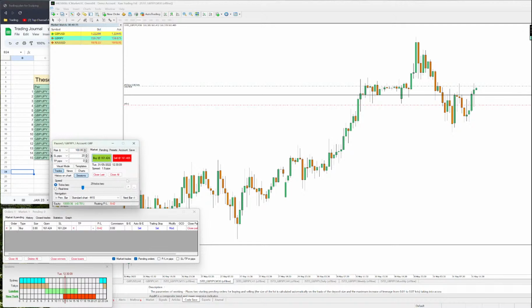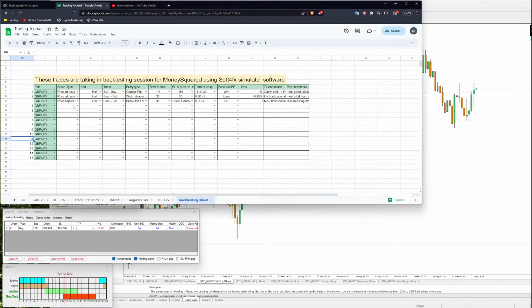Enter a buy here, and then we can see what happens. Price, our candle, full risk. Trend is bearish. Bear buy. Break the highs.